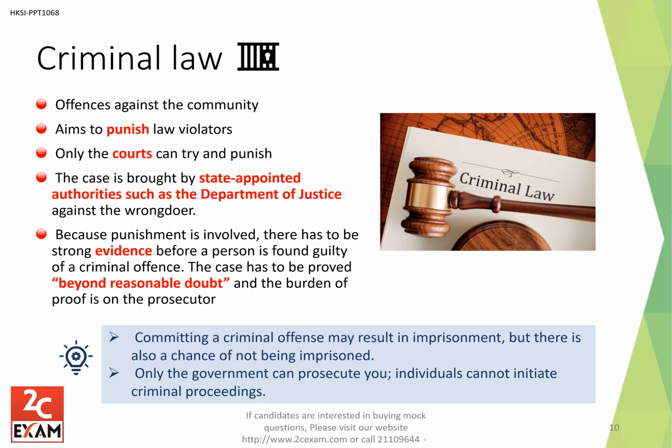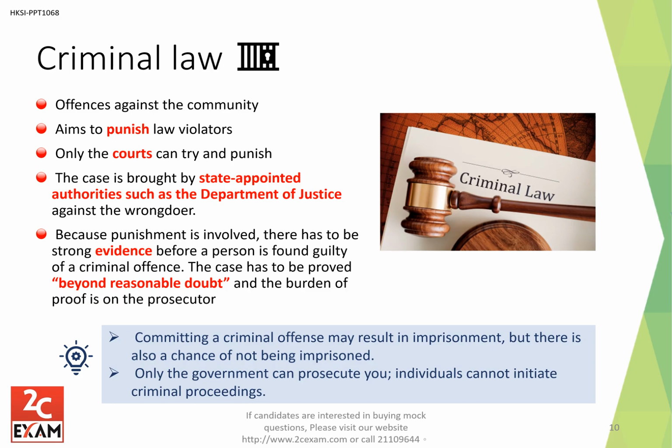What kinds of crimes fall under criminal law? For example, murder, arson, and corruption are all types of crimes under criminal law. If you commit a crime, do you have to go to jail? Not necessarily. There is a chance of imprisonment, but there is also a chance of not being imprisoned. Punishment under criminal law can be light or severe, such as a fine for jaywalking.